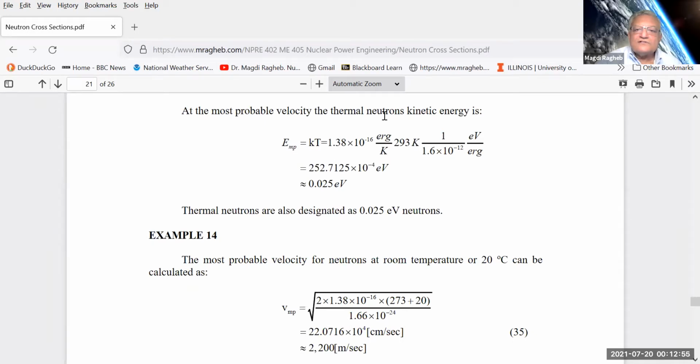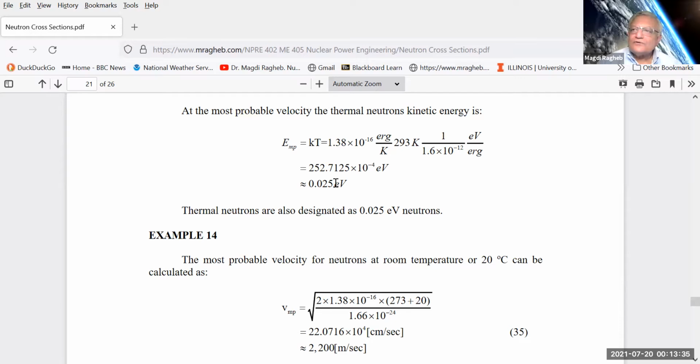The most probable velocity, in that case, if we take the Boltzmann constant multiplied into T, the temperature at 293 Kelvin, which is 273 plus 20 degrees Celsius, and turn your electron volt into ergs, you'll find that the most probable energy is 0.025 electron volts. And that brings us all the way back to the first chapter in our course, when we said that the graphite acted as a moderator in the Chicago Pile #1.